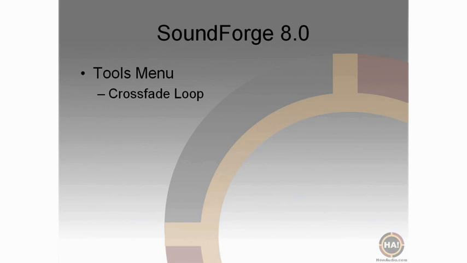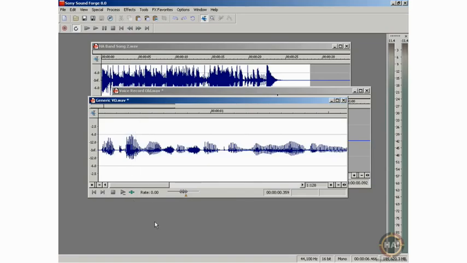All right, next up under the Tools menu, we're going to take a look at Crossfade Loop. It's a tool you can use when you're building loops and wanting to do stuff within Acid or other software where you can use loops. Let's take a look.